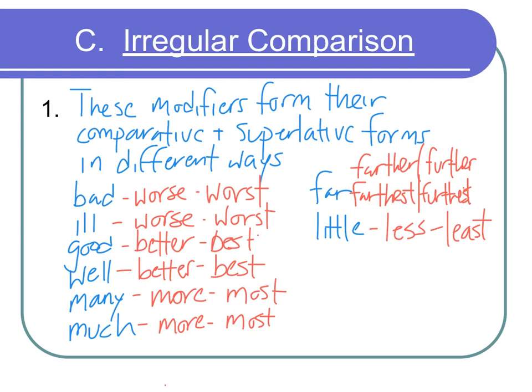But then you have some irregular words that form their comparisons a little differently. Like bad doesn't become badder and baddest. It's worse and worst. Same thing with ill. It's not going to be iller or illest. It's going to be worse and worst. All right, good and well follow the same way. They both form their comparative with better. They both form their superlatives with best. Many and much, same thing. The comparatives for both are more. The superlatives are most. Then you get into far.